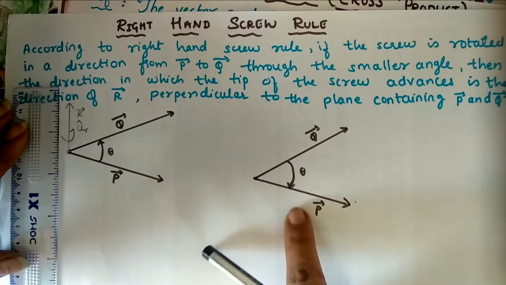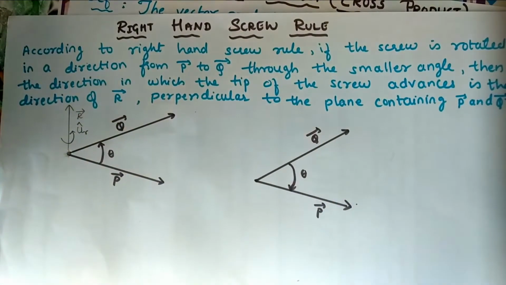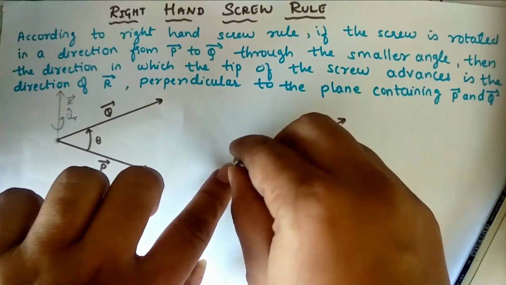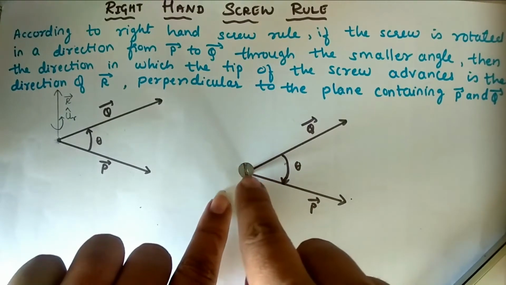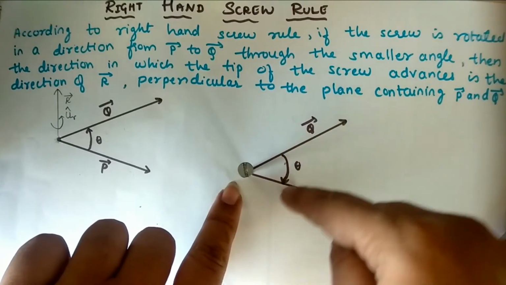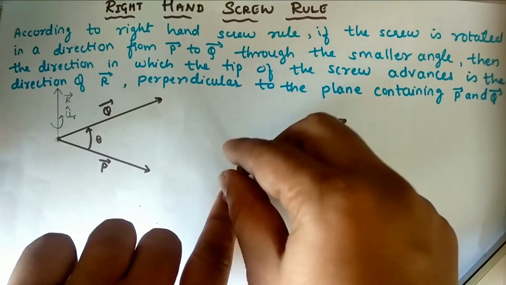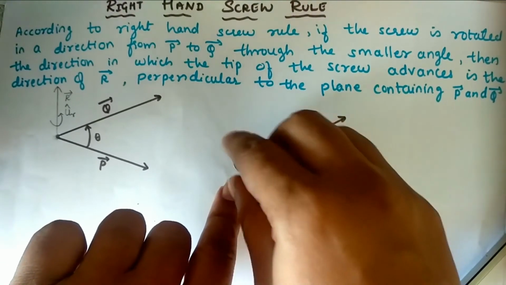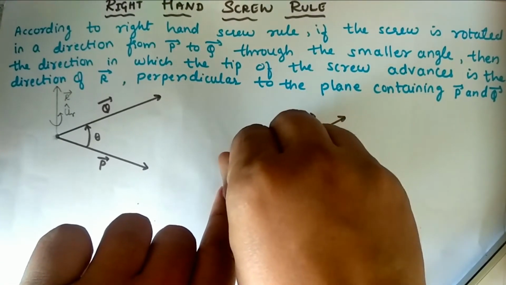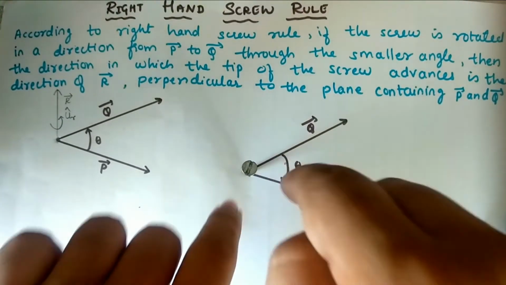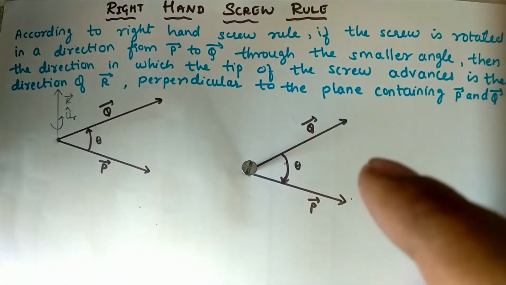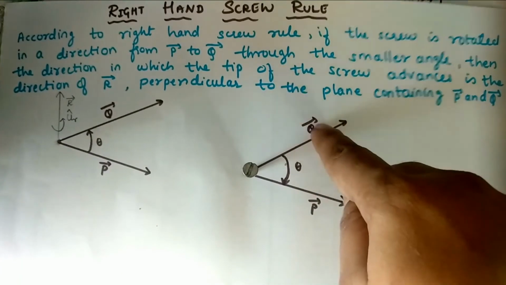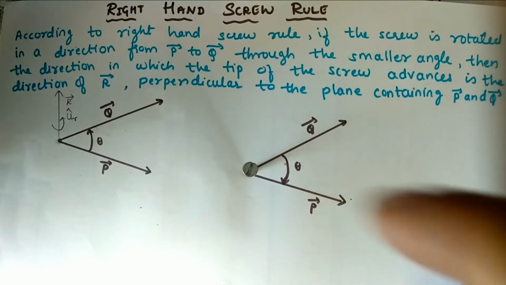The same thing we are going to apply in this figure also. If I rotate this screw from the direction Q to P, what will happen when I rotate this screw in the direction Q to P? See here, the direction is shown from Q to P. What will happen? The tip of the screw advances inside the page or inside the plane. So what is your conclusion? The direction of resultant vector after multiplication of P and Q is inside the plane, inside the page.